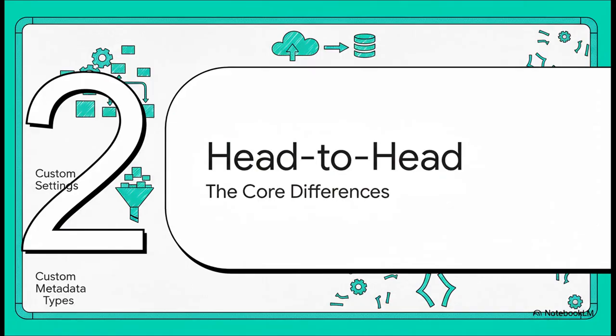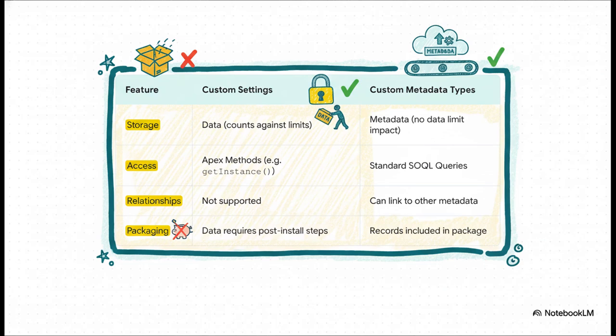Okay, so we get the basic difference now. Let's put them side by side and see how that actually plays out across the areas that really matter when you're building on the platform. This table gives us a great little overview, and you can see some clear differences. How they're stored: one eats up your data limits, the other doesn't. How you get to them: one uses special Apex methods, the other just uses standard flexible queries. You can even link metadata records together, which is super powerful. But it's that last row, packaging, that really hints at the number one most important factor for developers, and that's what we're going to focus on next.